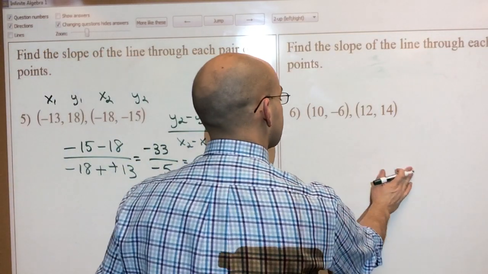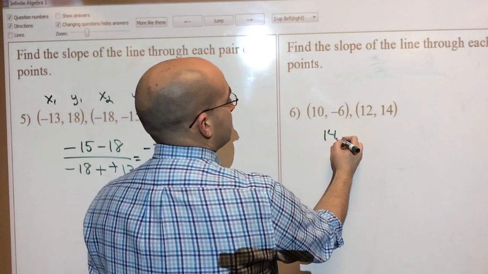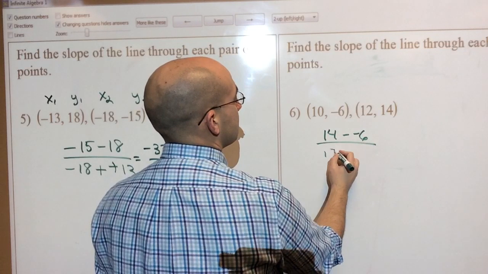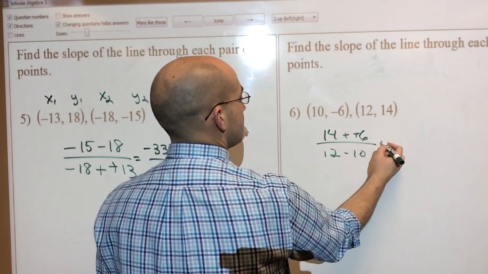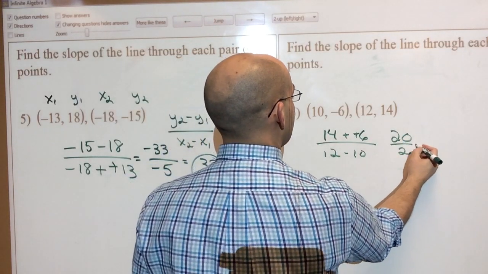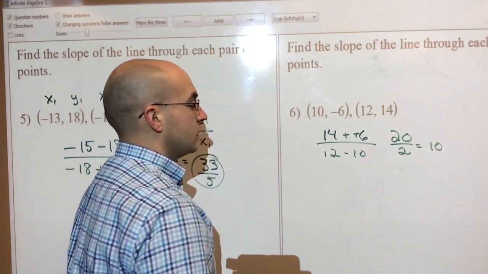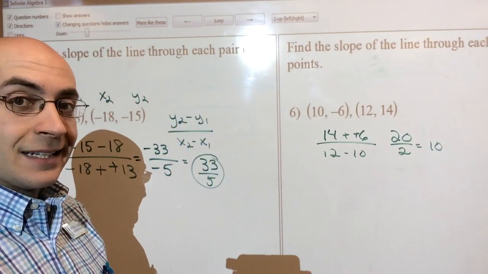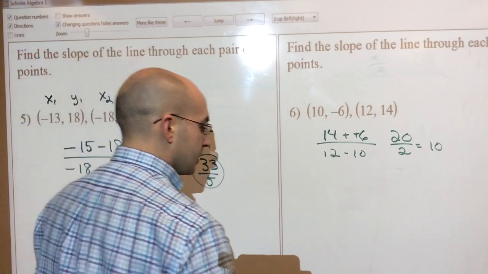Let's go here. I'm going to go quicker. 14 minus negative 6 over 12 minus 10. This is 20 over 2, or simply 10 over 1, which is 10. Okay. Let's try something else.